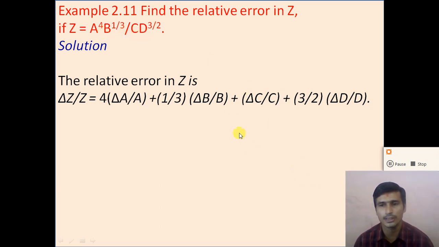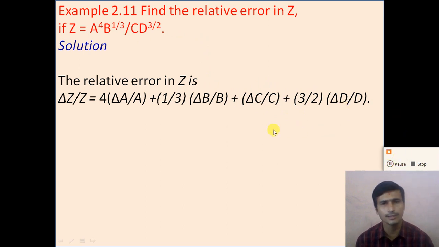Which physical quantity here do we need to measure more accurately? Yes, physical quantity A must be measured accurately because it has the highest power, right? So what will be the relative error in Z? The relative error in Z, delta Z by Z, is 4 times the relative error in A plus 1 by 3 times the relative error in B plus, C has no power, that means the relative error in C, plus 3 by 2 times the relative error in D, right?